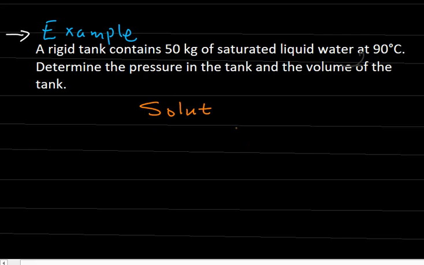A rigid tank contains 50 kg of saturated liquid water at 90 degrees Celsius. Determine the pressure in the tank and the volume of the tank. You know very well that the pressure we are looking at, we read it from the property table. That simply means that we are going to use the temperature to find the pressure.